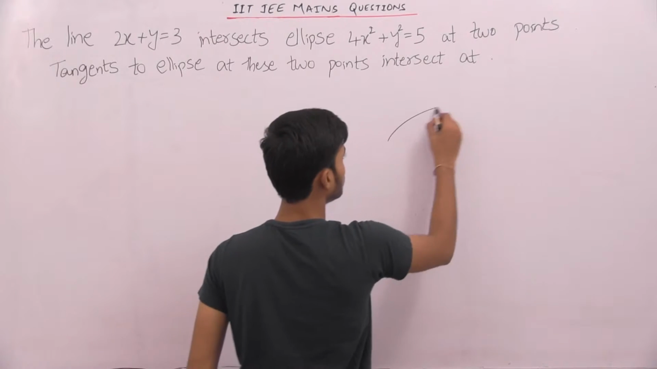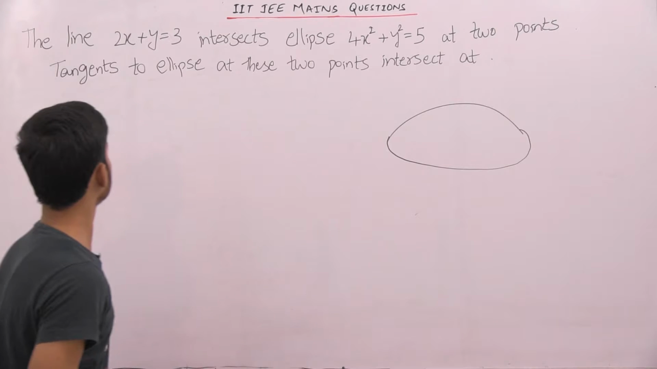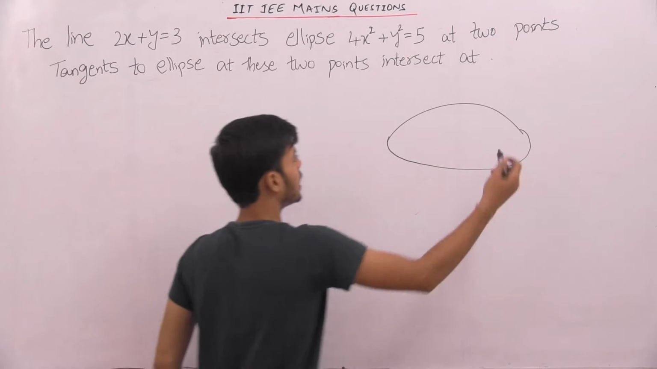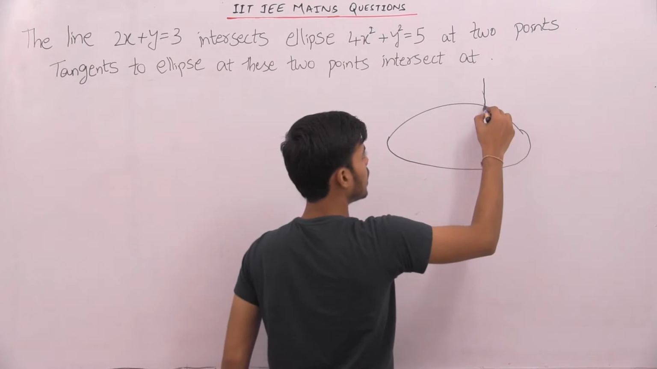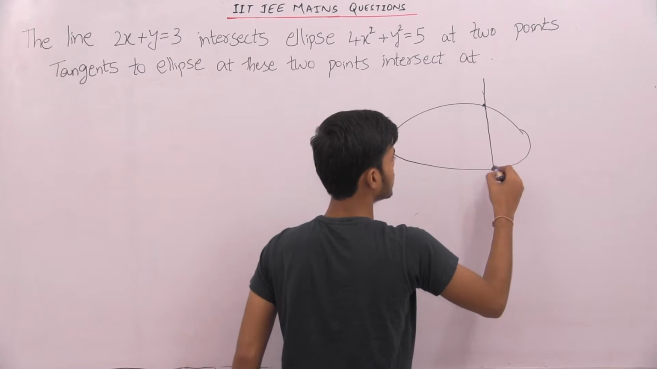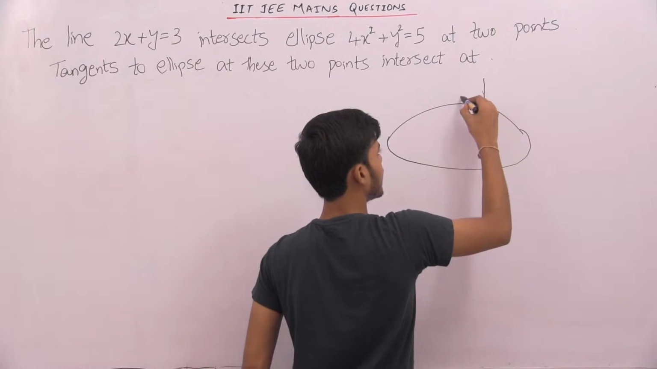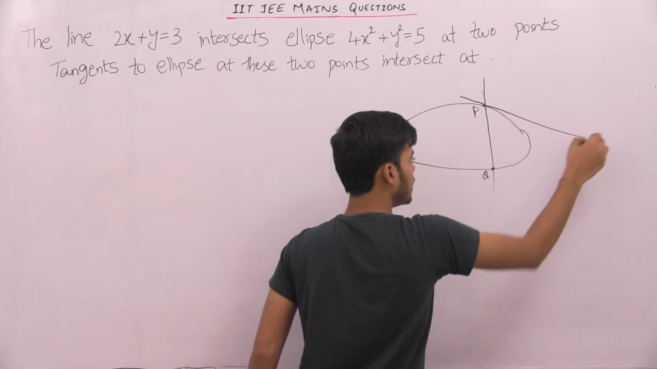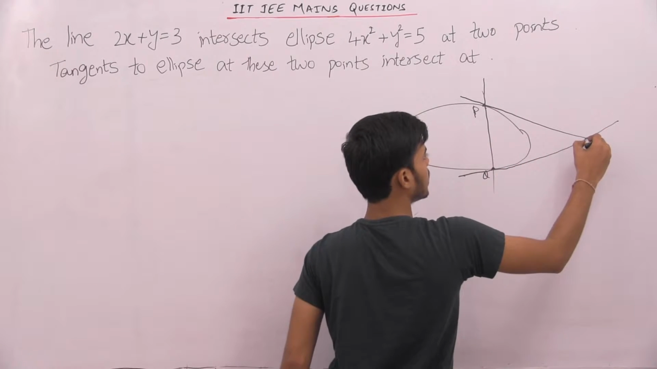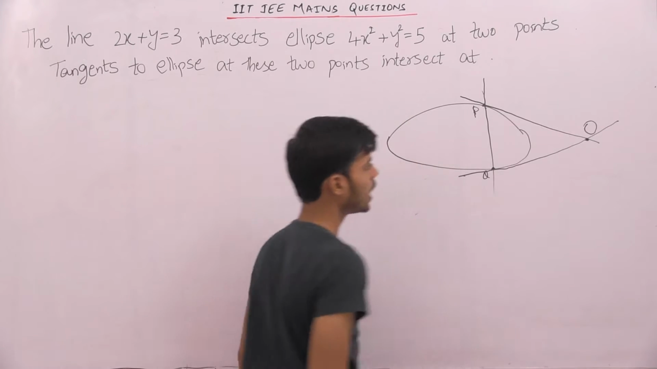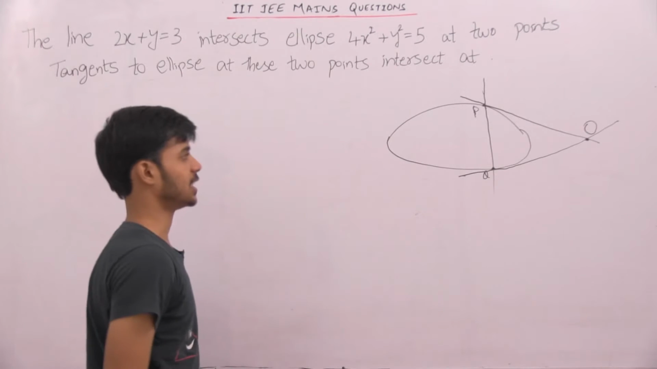So let's assume the ellipse to be somewhat like this, and this line intercepts it at 2 points. Let them be P, Q. Now the tangents drawn at these 2 points intersect; assume the point to be O, and we need to find the point O from this given information.